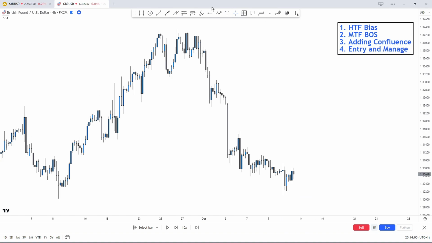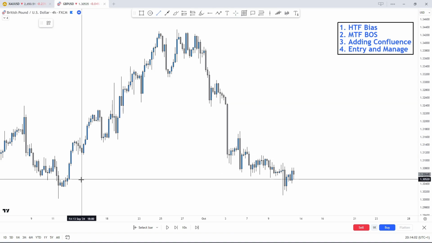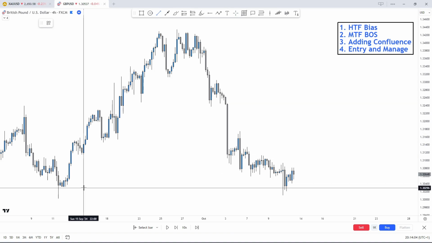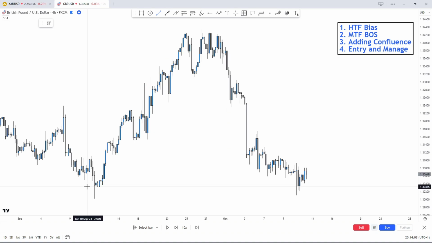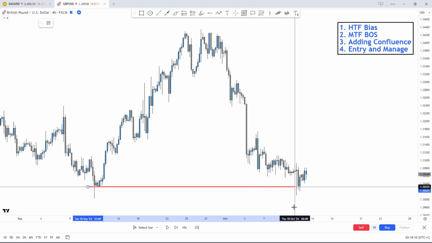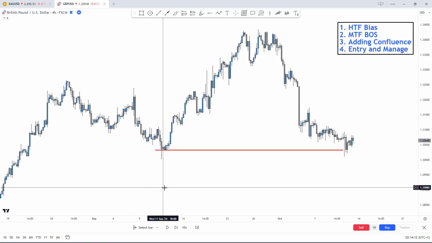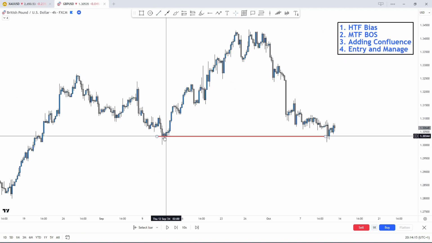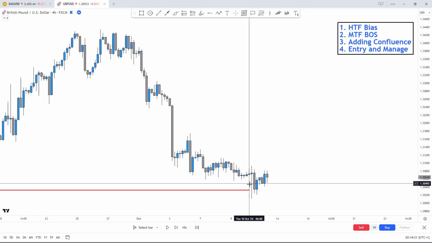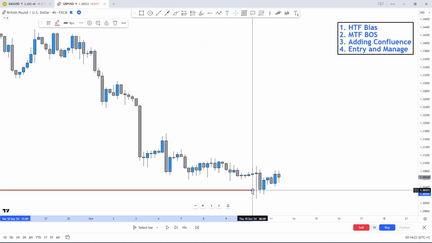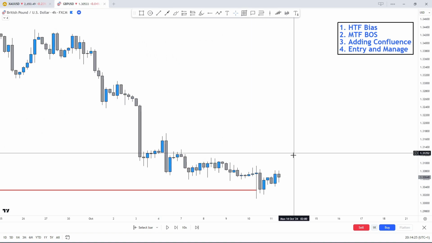So we're going to start off here on the 4-hour with a higher time frame bias. And for this trade specifically, I went with a higher time frame bias of a liquidity sweep. We can see right here that there is a level of around 4 equal lows, or 5 even equal lows. 1, 2, 3, 4, 5, right? All accumulated at this level, and price has recently swept this level and begun to move towards the upside.